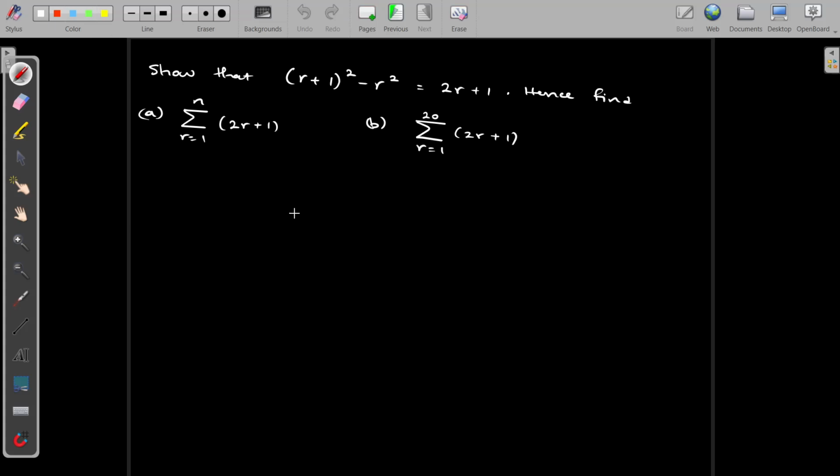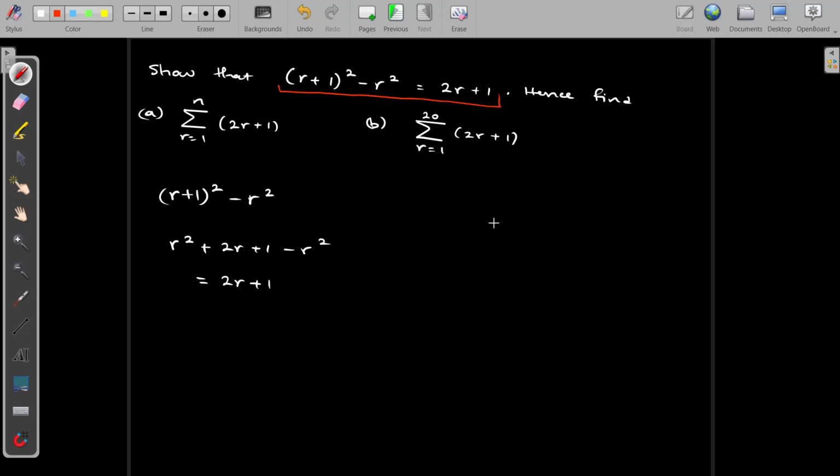So they said that they need us to show that this is equal to 2r plus 1. So all we'd have to do is just expand this, simplify. So r plus 1 all squared minus r squared. Expanding this is going to give us r squared plus 2r plus 1 minus r squared. So r squared cancels, so this is just 2r plus 1, which is true. So that means this which they asked us to show is indeed true.